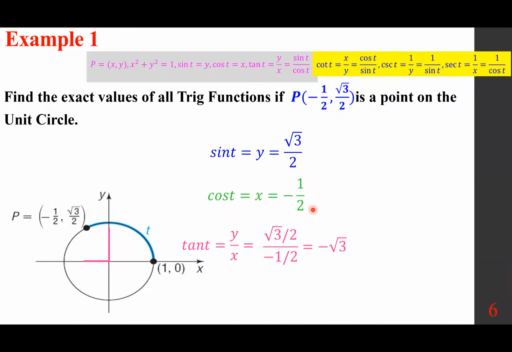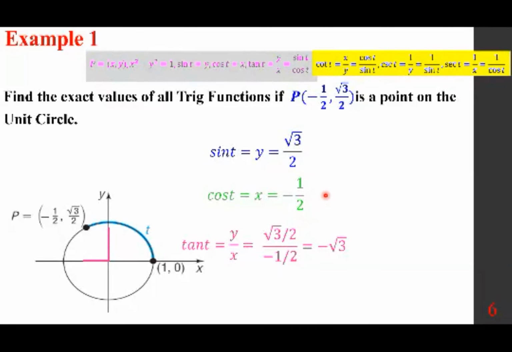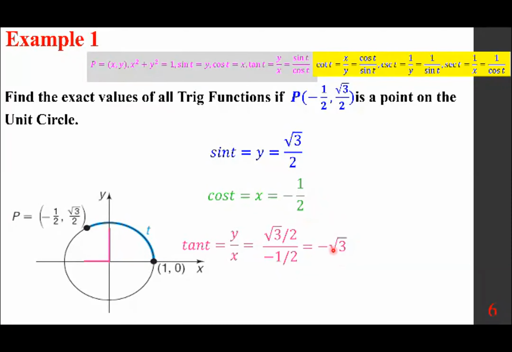And it's a complex fraction. The 2 drops. So you get minus square root of 3. The rest of them are the reciprocals. So right here, sine, we can find cosecant is the reciprocal of that, 2 over square root of 3. Cosine, the reciprocal. Secant is the reciprocal of that. That makes it -2. And tangent, cotangent is the reciprocal of that, 1 over minus square root of 3.